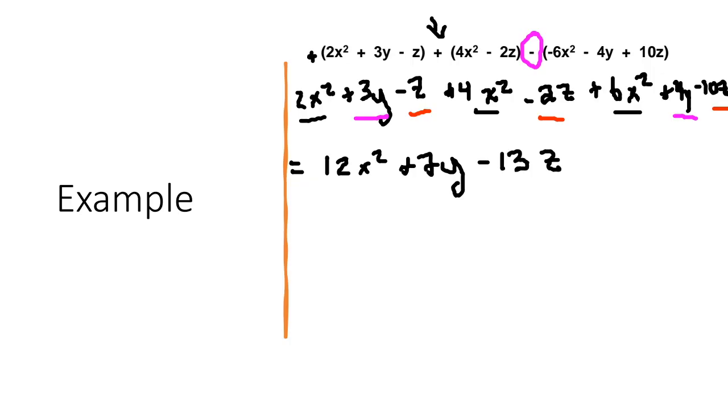So what we do is we drop the brackets and then we can combine our like terms. And then I can't go any further with this because I can't combine my x squareds with my y or my z. So this would be my final answer.